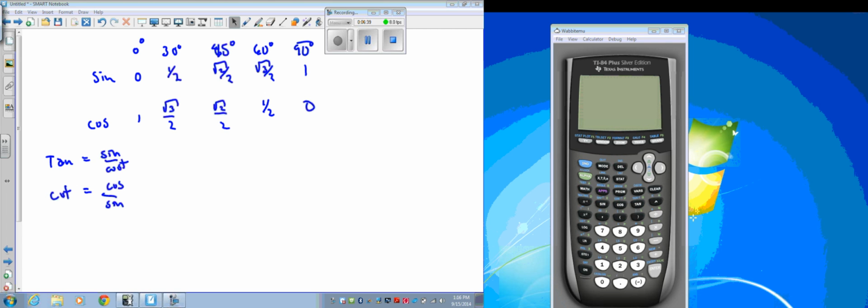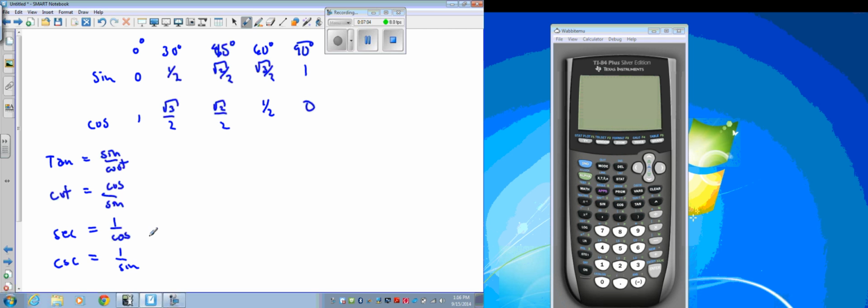Tangent is, cotangent is. Secant is going to be what, in terms of these two? 1 over cosine. And cosecant is 1 over sine.